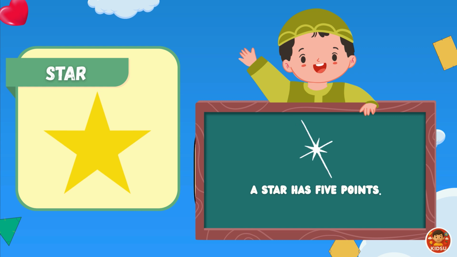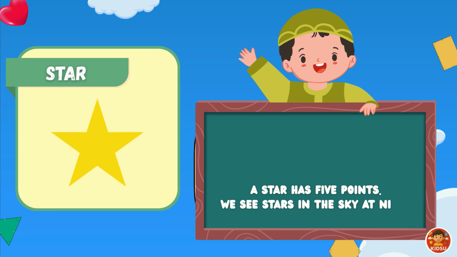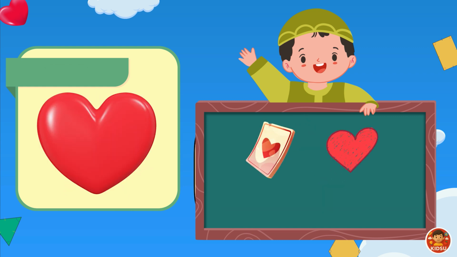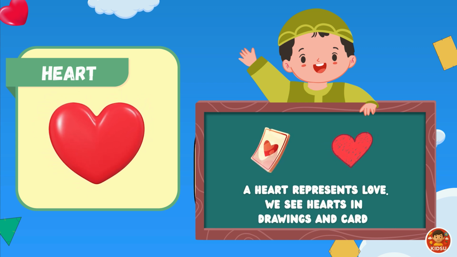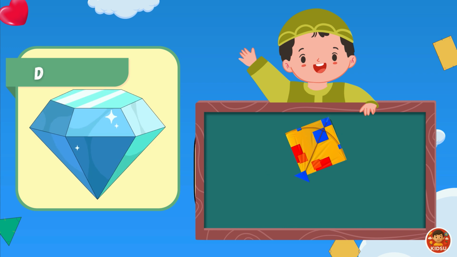Star. A star has 5 points. We see stars in the sky at night. Heart. A heart represents love. We see hearts in drawings and cards.